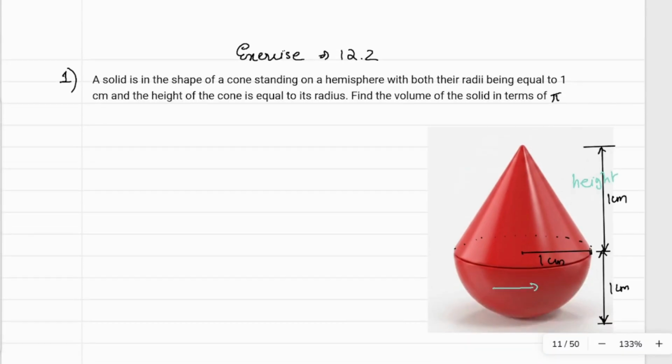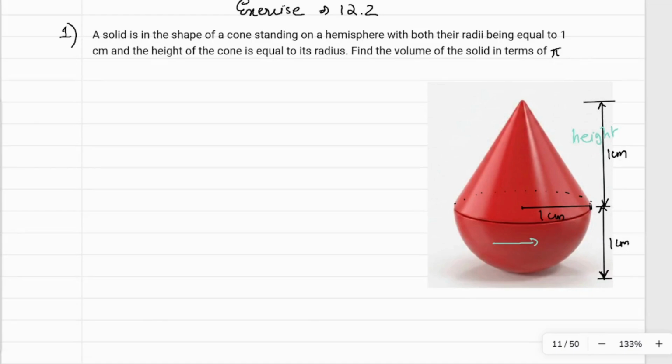If you observe the figure, you can see that it is a combination of a hemisphere as well as a cone. This is the hemispherical part and this is the conical part. So what we have to do first is find the volume of the hemisphere, then find the volume of the conical part, then add them both together.